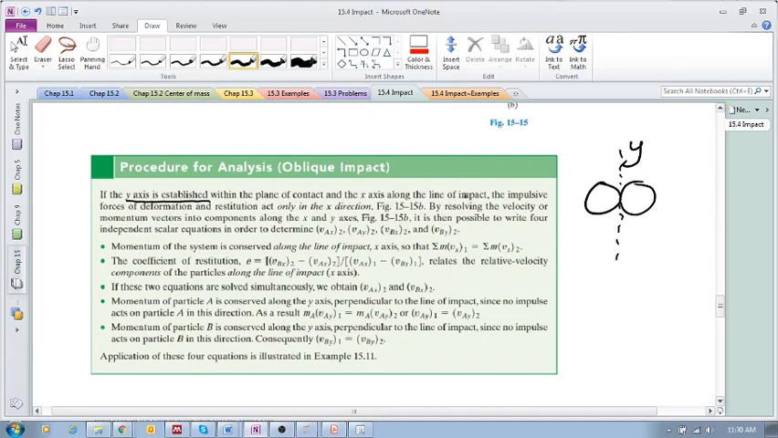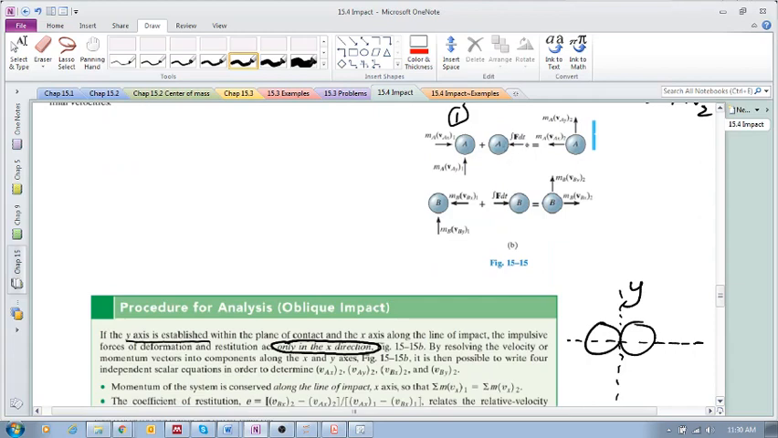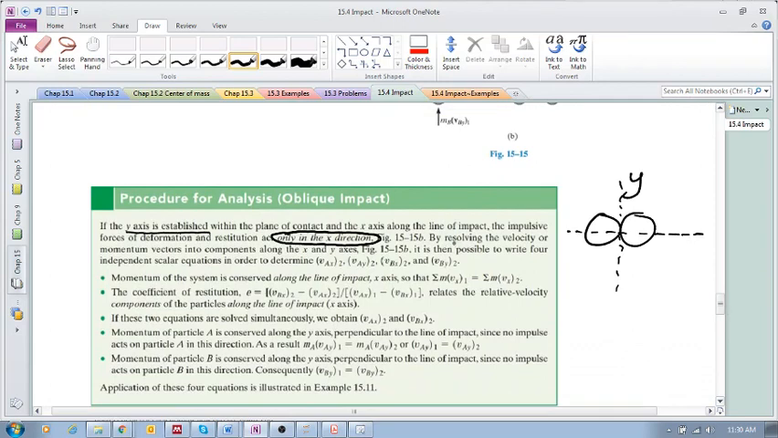We need to establish also the x-axis, which is the line of impact, which is perpendicular to the plane of contact, and the x-axis passes through the centers of mass. Listen, the impulsive forces of deformation and restitution act only in the x direction. We've spoken about this. These only act in the x direction because the particles are smooth. But now, by resolving the velocity or momentum vectors into components along the x and y axes, it is then possible to write four independent scalar equations in order to determine the final velocities of each particle.